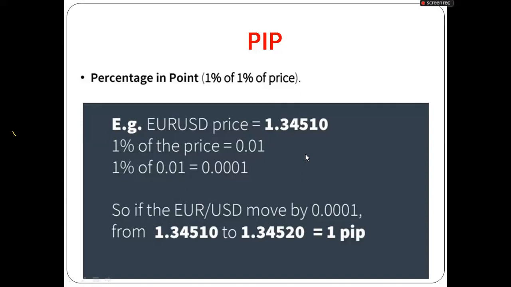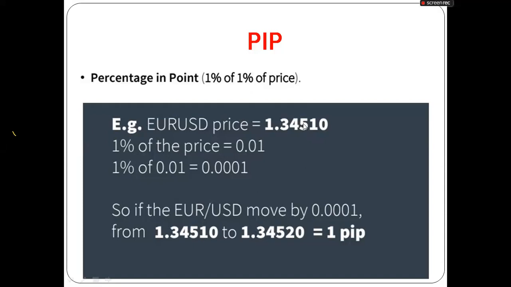Now, look at it very well. If Euro USD price moves from 1.3451 to 1.3461, it means it has moved by 10 pips. Those of you that said 10 pips, you are absolutely correct. How do you get it?